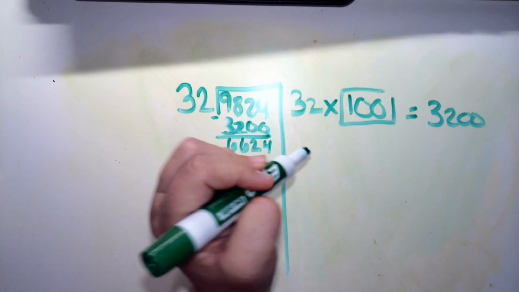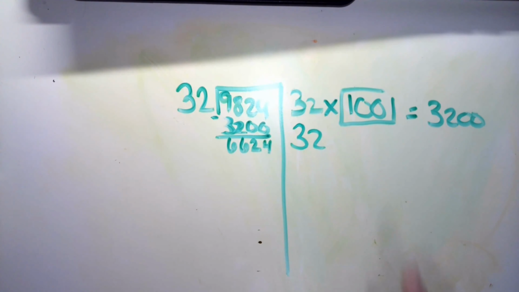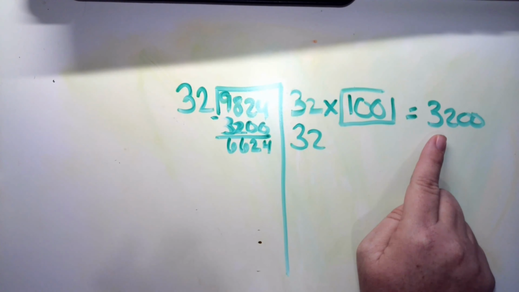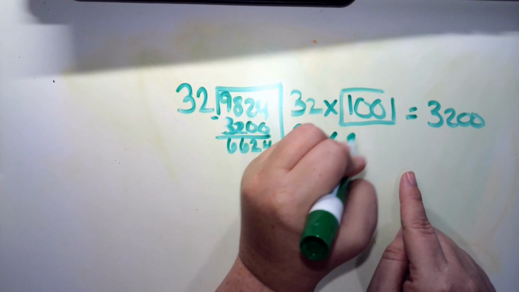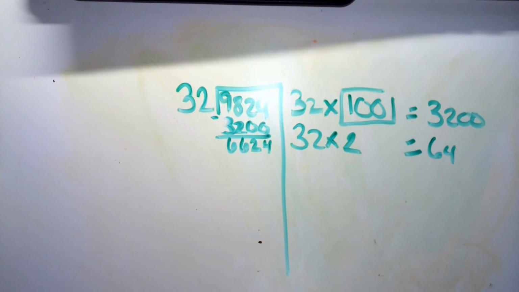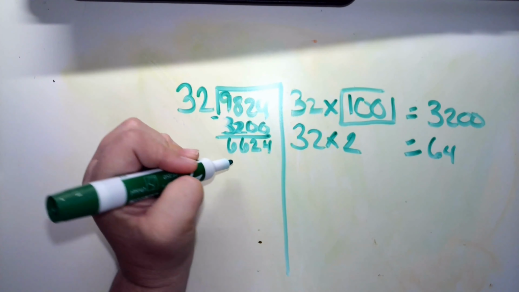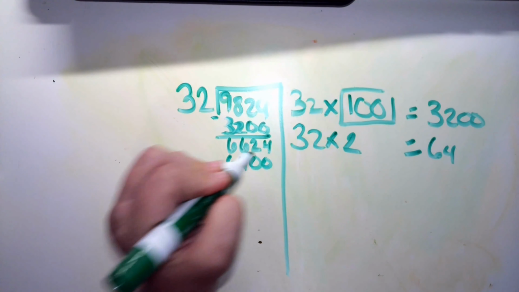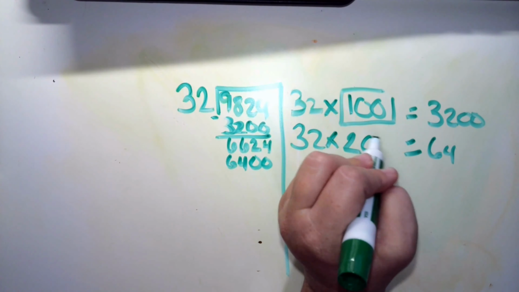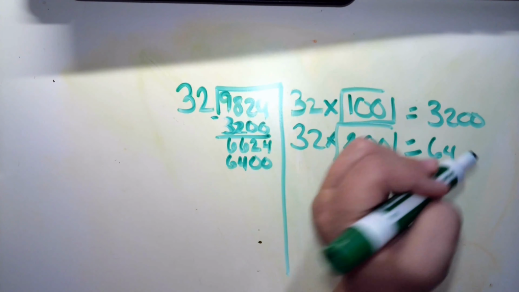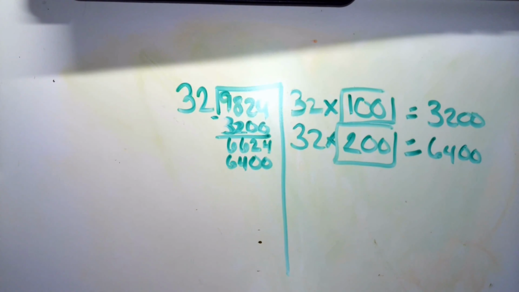Okay? So I'm going to take 32. Well, I know that if I multiply it by 1, I get 32. But I also know if I multiply it by 2, I'm going to get 64. 32 times 2 is 64. I'm going to put 64 over here. And look, I can add 2 zeros. As long as I put my 2 zeros over here, making it 200. 32 times 200 gives me 6,400.